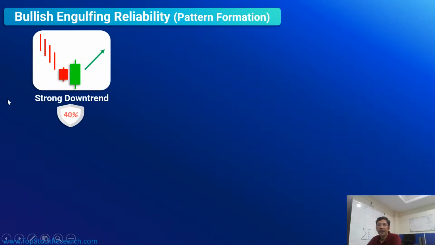If it is in a strong downtrend, then just looking at this pattern may give you negative results, because the primary trend is very much down. What you should be looking at is a confirmation candle, just to be sure. Otherwise, you may end up in a loss-making trade.